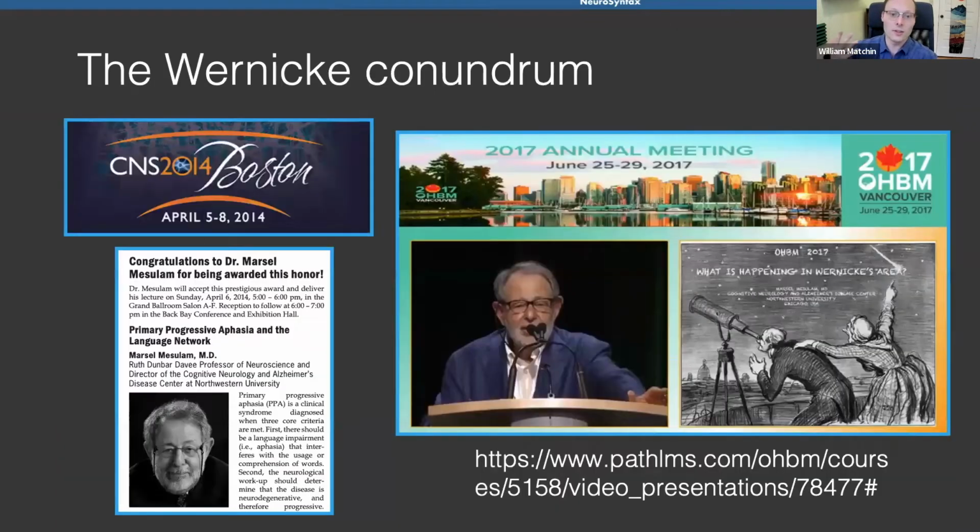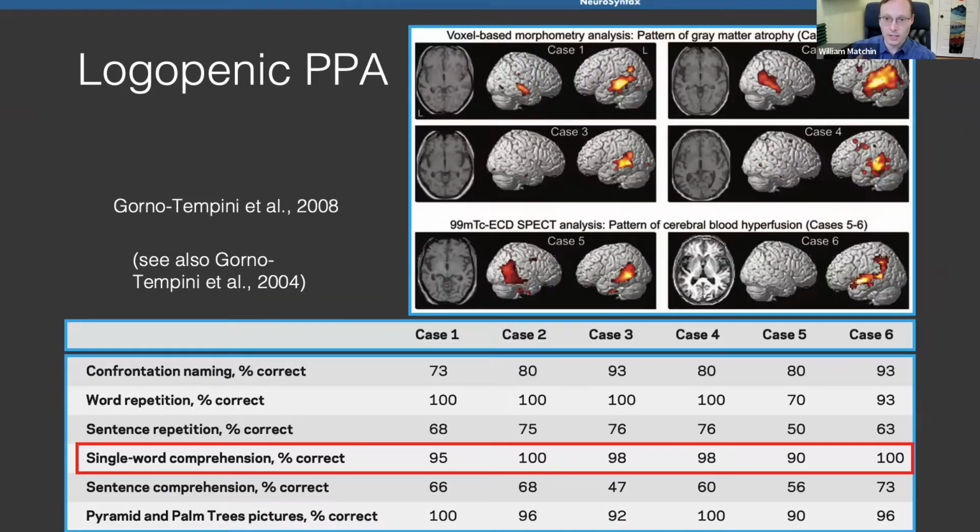So this is, in some sense, a big source of the conundrum that we're talking about here, right? The stroke-based literature really calls attention to the posterior temporal lobe, roughly Wernicke's area, as being critically involved in word comprehension deficits, but the PPA literature does not point to that, if you look particularly at these logopenic patients here.